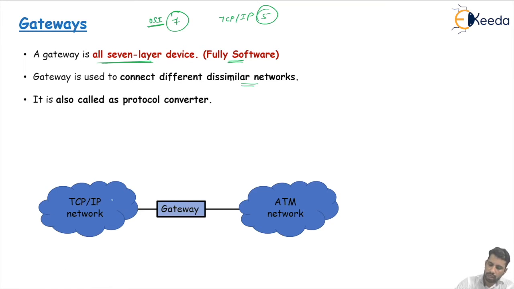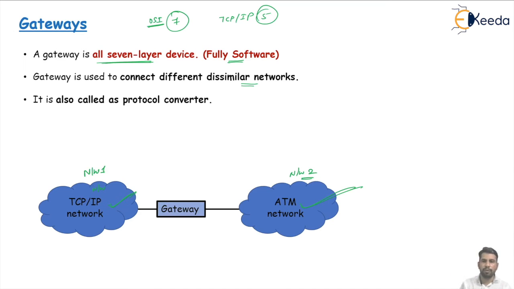Here you see this one is network number 1, and this is network number 2. They are both using different networks. This one is following TCP/IP and this one is following ATM. They are working on different protocols, so they are not similar networks, they are dissimilar networks. That time the gateway comes into picture when we want to connect two dissimilar networks.